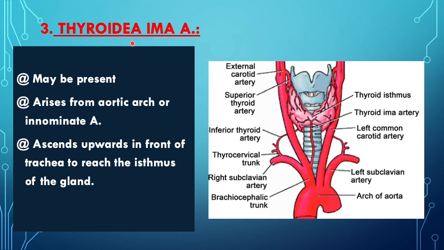The third one is called the thyroidea ima, which could be absent, arising sometimes from the innominate artery, the brachiocephalic artery, or sometimes from the arch of the aorta. Ascending upward like this, it is going to supply the isthmus of the gland, and it could be absent.